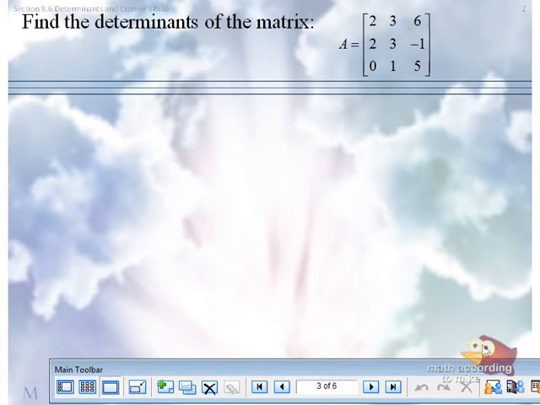The numbers in the row that you're expanding across become coefficients. So I'm going to say 2, 3, 6. I'm picking the first row. We could also pick a column. It does not matter, but just so we're all doing the same thing for now, I'm just going to say the first row.